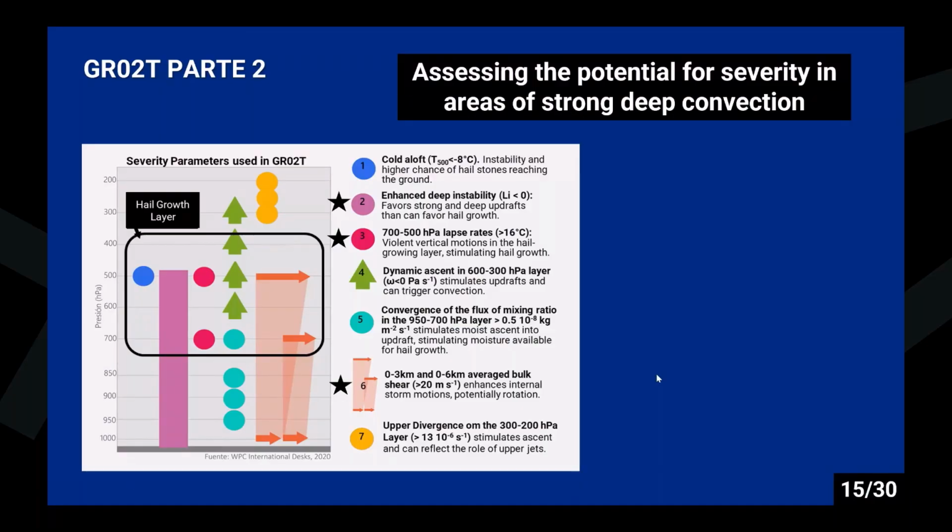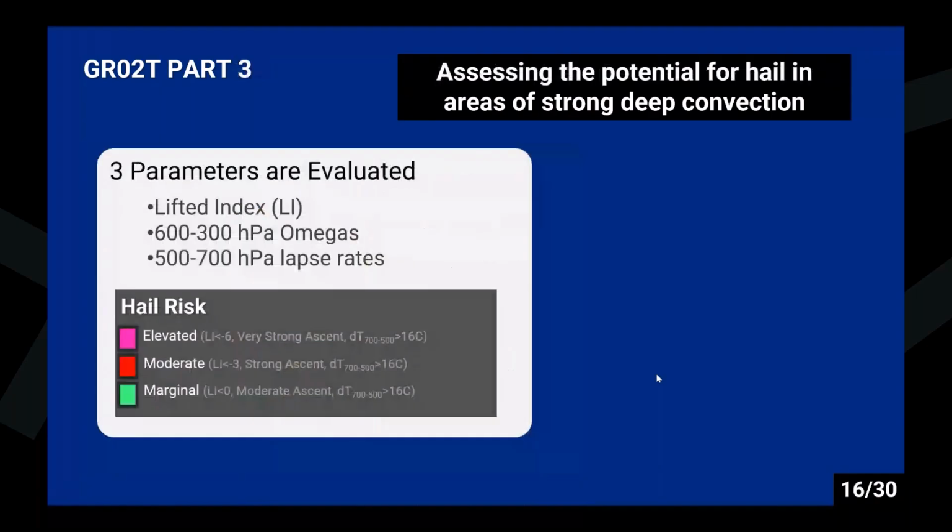And the last thing before I break for questions is the risk for hail. So for the risk for hail, we just look at 3 parameters. We look at the lifted index again. The lifted index is very important, particularly for South America. We also look at the omegas again and the lapse rates. This 500, 700 hectopascal lapse rate seems to be very important in South America because it relates to the strength of the updraft. The larger the temperature difference in this layer, the stronger the updraft. And the stronger the updraft, the larger the hail.